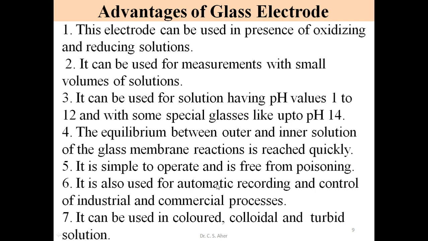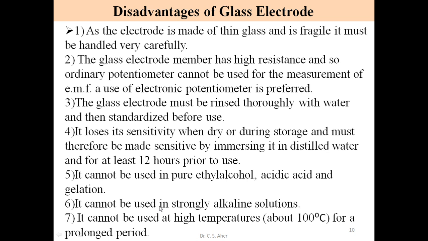It is also used for automatic recording and control of industrial and commercial processes. It is also used in colored solutions, colloidal, and turbid solutions. जेव्हा आपलं सोल्युशन कलर्ड सोल्युशन असेल, कोलायडल पार्टिकल असेल सोल्युशनमध्ये, टर्बिडिटी असेल, तरी त्या सोल्युशनमध्ये we can determine this pH by using this glass electrode. So very important, these are the advantages of this glass electrode, but still it has some disadvantages.